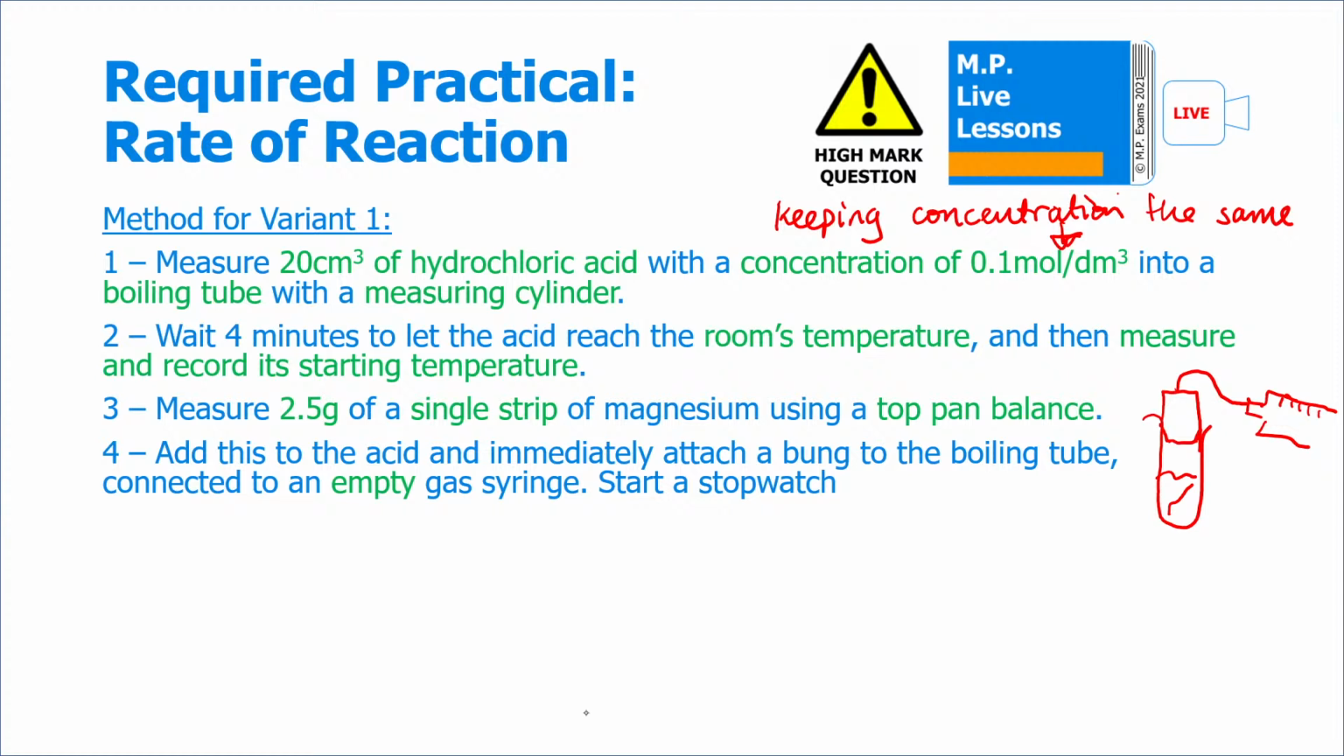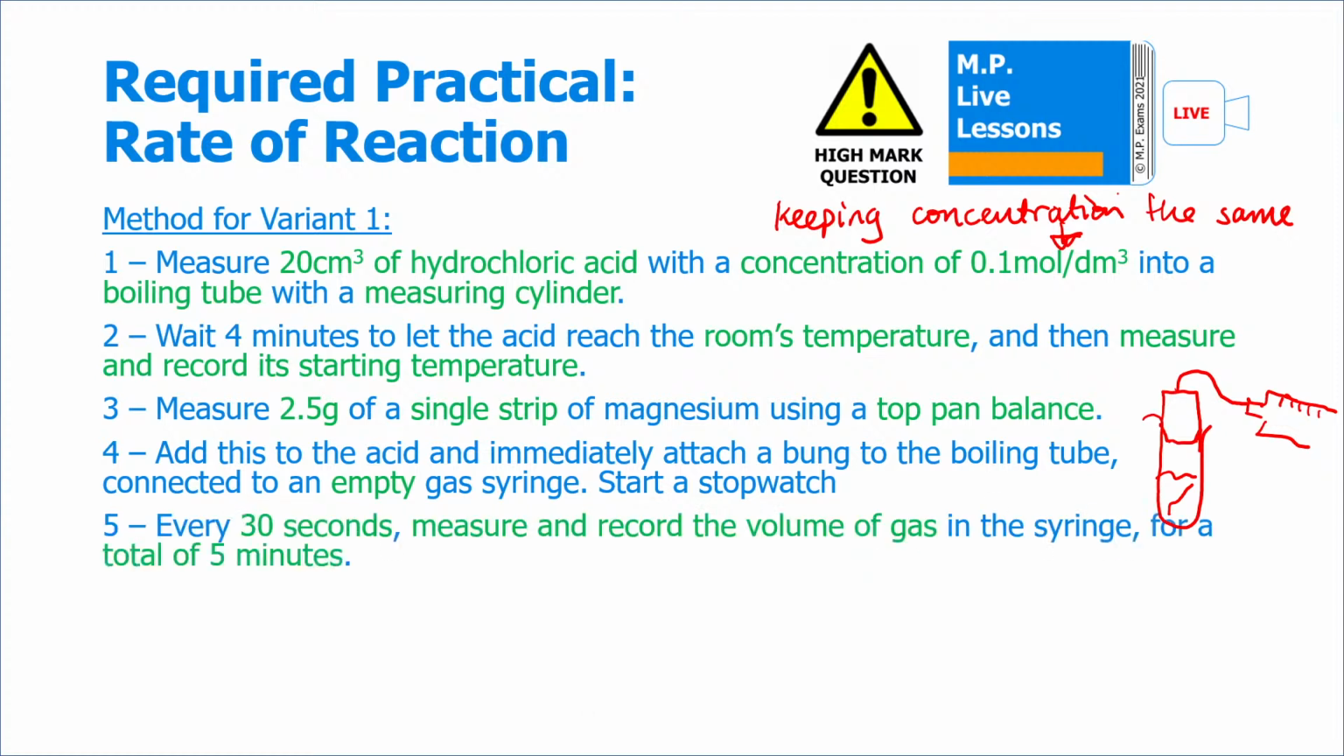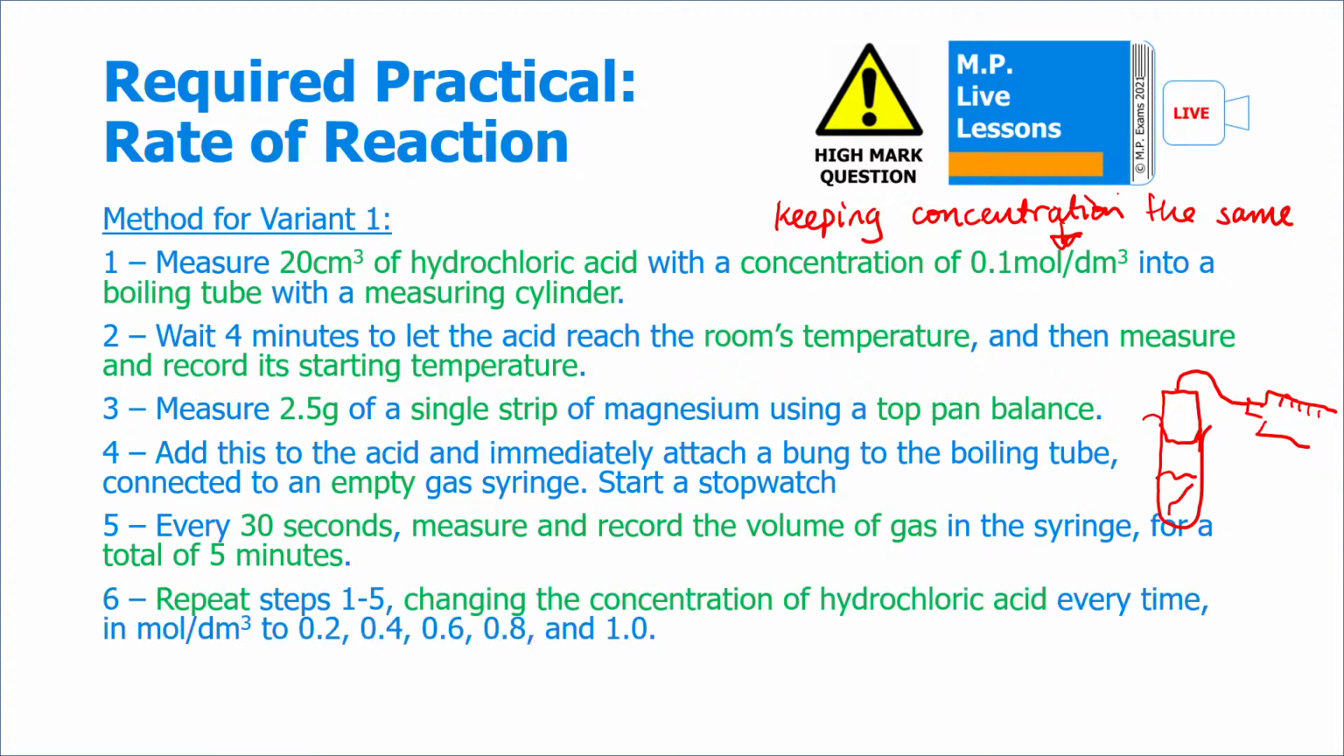And then every 30 seconds, we're going to measure and record the volume of gas in the syringe for a total of 5 minutes. Now, finally, we repeat steps 1 to 5, so we measure out the acid, put it in, wait for it to reach room temperature, then we add the magnesium, then we seal the top and collect the gas and measure the volume of gas every 30 seconds for a total of 5 minutes.